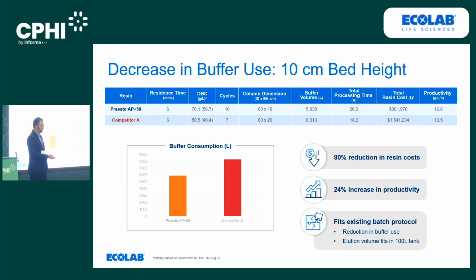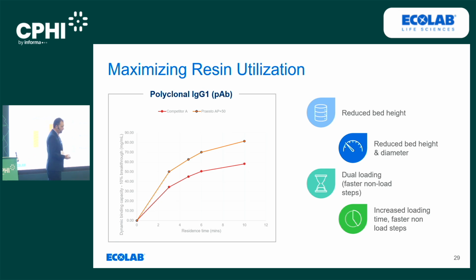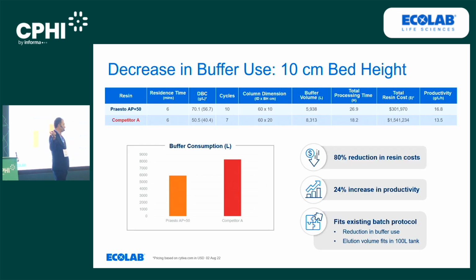Let's tweak this a little bit further. So now we have exactly the same column, 60 centimeters column diameter, 10 centimeters bed height, but we are increasing the process rate or the flow rate. We're reducing the residence time now. So increasing the residence time. When you have 6 minutes, then we have 70 grams per liter. When you're increasing the capacity here, that means that you no longer need to do the 14 cycles that we were doing before. Now we're running only 10 cycles.